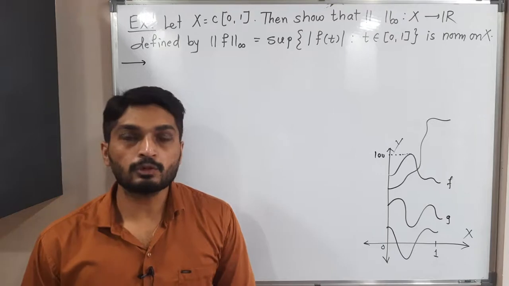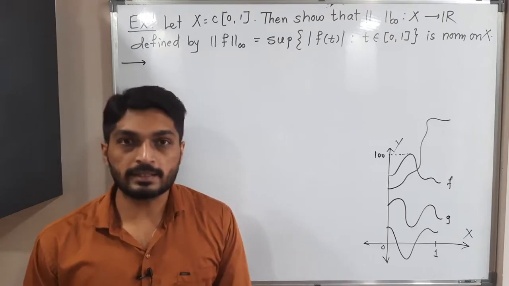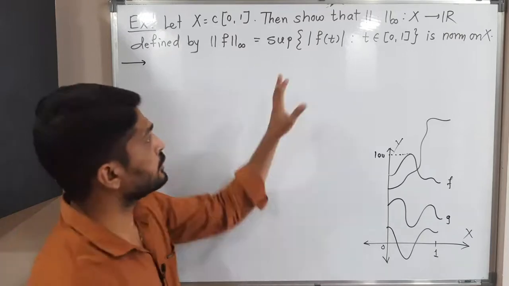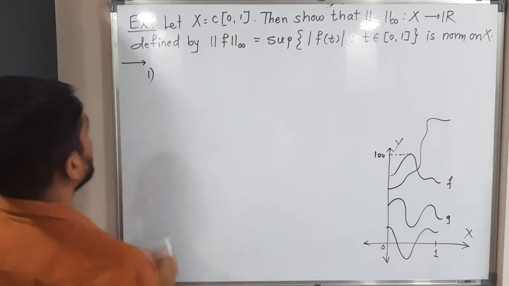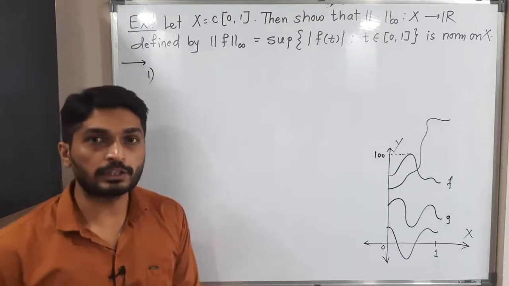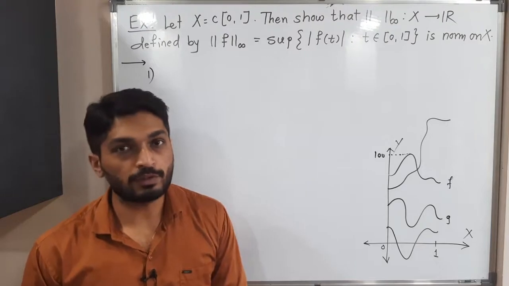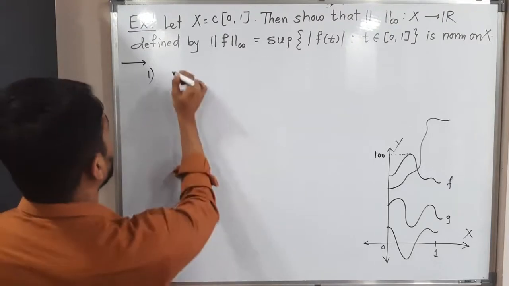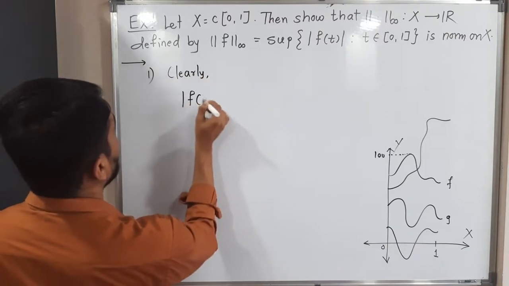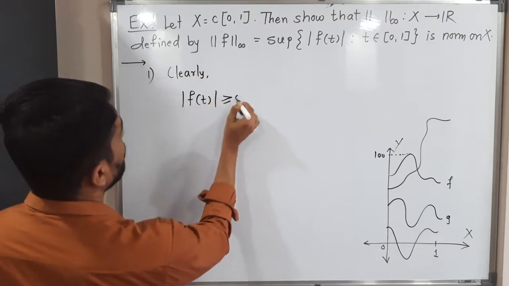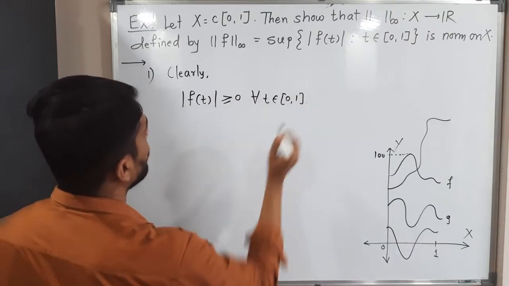And we have to prove that yes, it is a norm on X. That means we have to prove that norm infinity satisfies 4 properties. Let us start to prove one by one. See, the definition is already mentioned here, so I will not rewrite it. I'm considering the first condition: norm f infinity should be greater than or equal to 0. This thing we have to prove. Clearly we can write, let me write here, |f(t)| is greater than or equal to 0 for all t belongs to the closed interval [0,1].